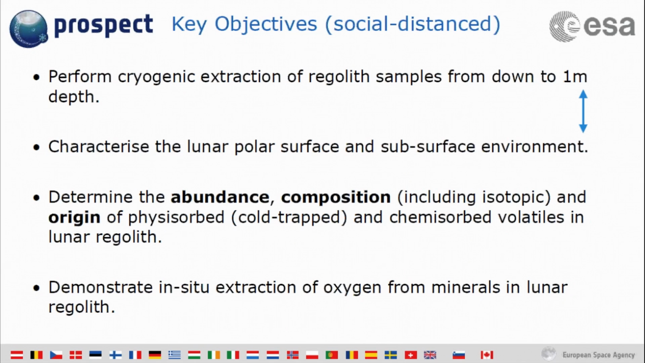So what we want to do is drill down to depths of 1 meter at very low temperatures, characterize the environment at those depths, and then extract volatiles and determine the abundance, the composition, including the isotopics, and the origins of the volatiles that we find there, both cold trap volatiles and chemisorbed volatiles. We're also able to perform some investigations into some ISRU processes. It's a little bit of an adjunct to the volatiles question, but the laboratory is also able to do some experiments along those lines, and I'll tell you something more about that in a moment.